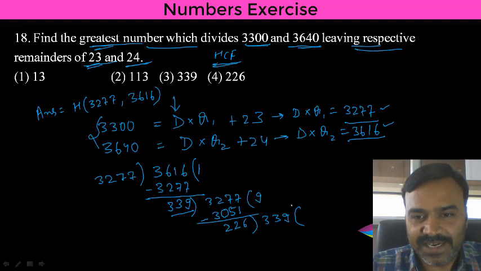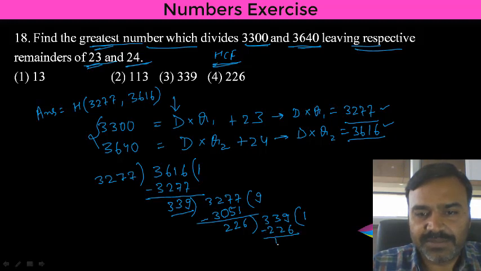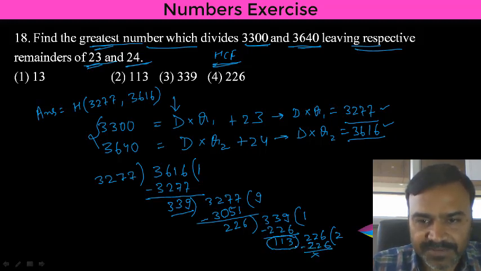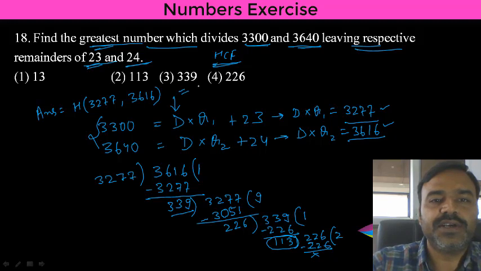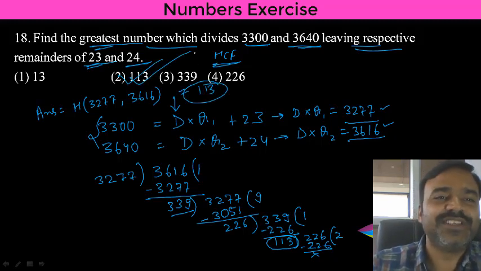In one of the other sessions, I'll explain the long division method of finding HCF. Okay, now 226 once again. So 226 subtracted, it comes out to be 113, and 113 divides 226 completely 2 times. So here we have the HCF as the last divisor, that is 113. So 113 is our answer. Look at the options. The second option is the correct one.